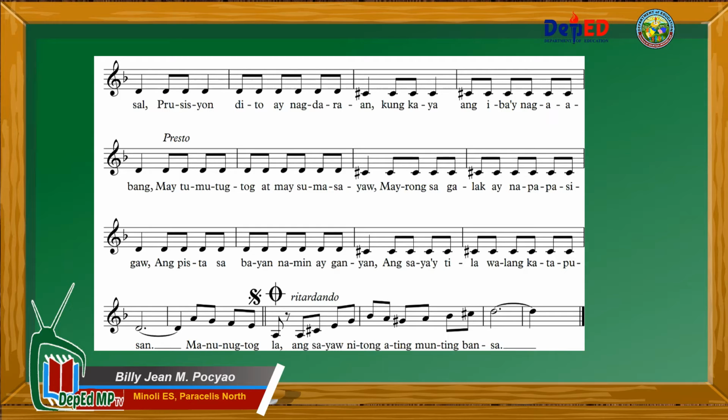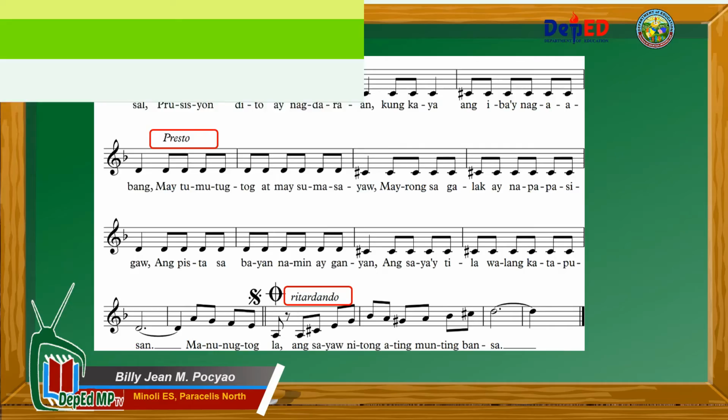Let's also examine this part of the song. We have here the tempo marks presto and ritardando. The lyrics affected with presto will be sung in a very fast manner, while the lyrics affected with ritardando will be sung in a gradually becoming slow manner. Watch and learn.